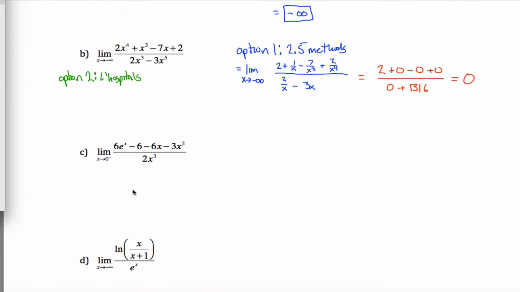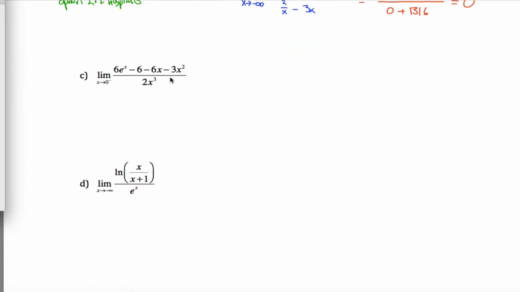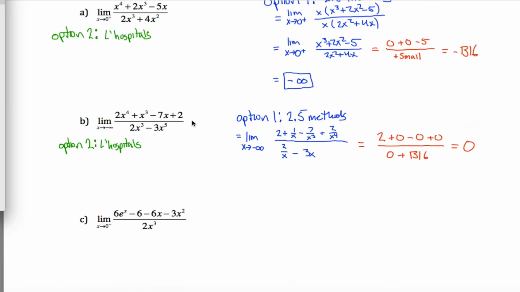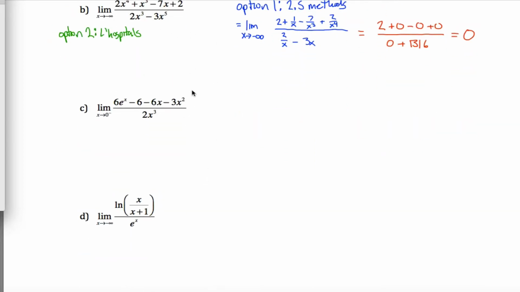Part C. Here's one where I had L'Hopital's rule in mind. The reason why is this e to the x thing right here. There's no factoring that we can do. There's no easy way to evaluate this thing, I don't think, using 2.5 methods. So instead we're going to use L'Hopital's rule.